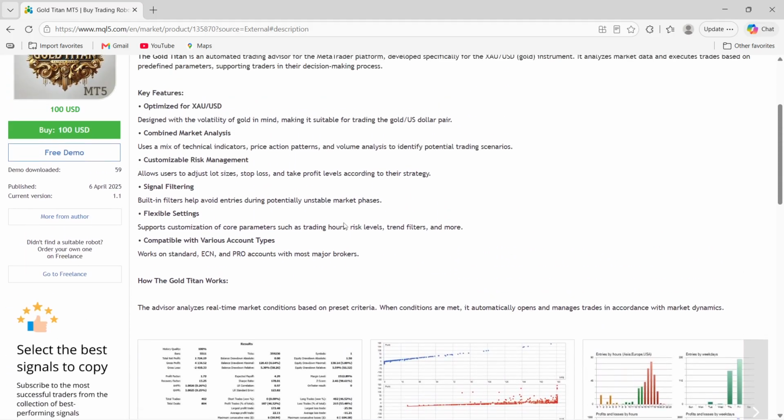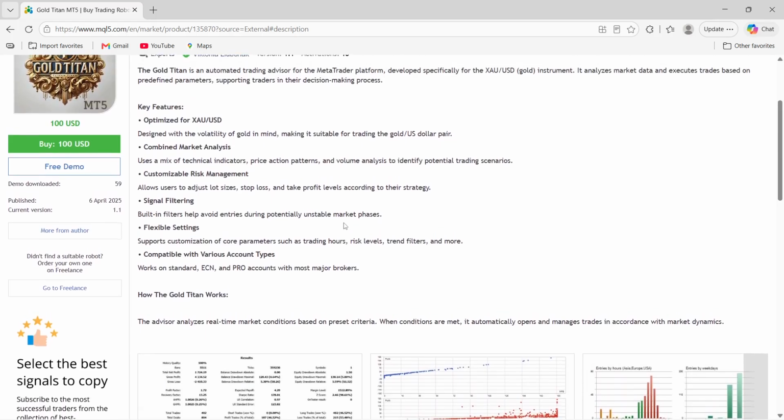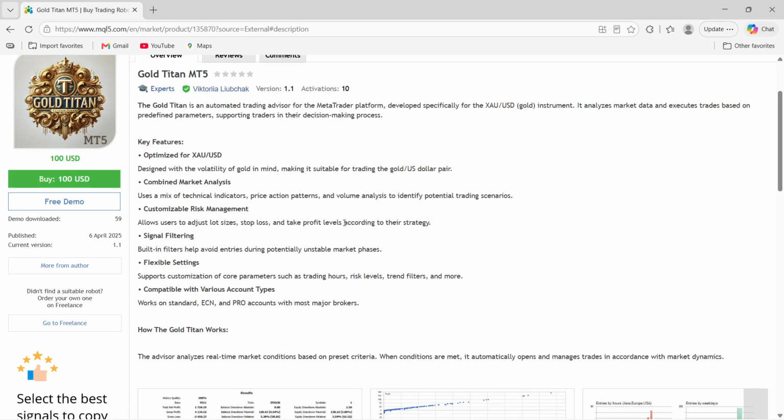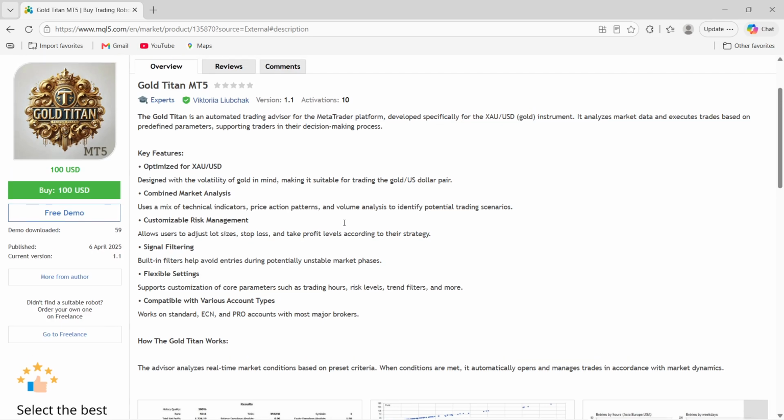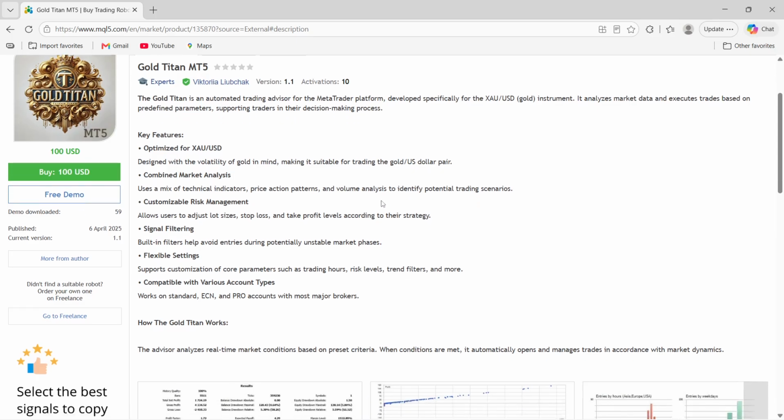Overall, Gold Titan EA is a specialized XAUUSD system with flexible parameters. My test showed severe losses, underscoring the high risks involved. Always test thoroughly on demo with your own broker and never risk money you cannot afford to lose.